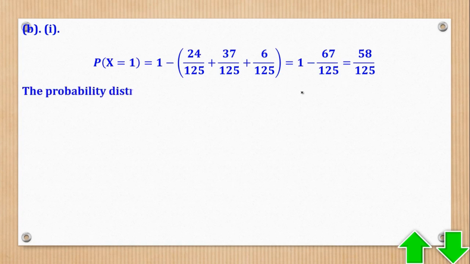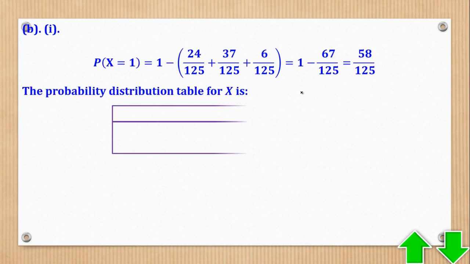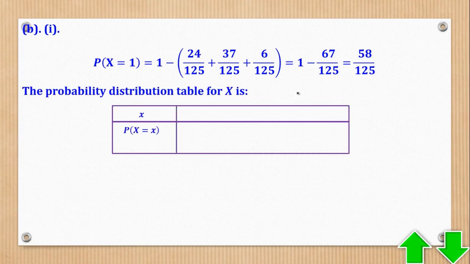Then you can draw a probability distribution table. So this is a table having values of x and their corresponding probabilities. So when x is 0, probability is that. When x is 1, probability is that. When x is 2, probability is that. And when x is 3, probability is that. So that is what we call a probability distribution table.